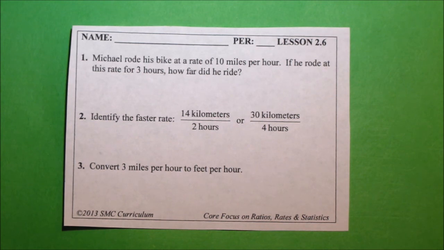All right, so that's lesson 2.6 out of the Rates, Ratios, and Statistics book. Remember, the only way to learn math is to do math, and mistakes are proof that you're learning.